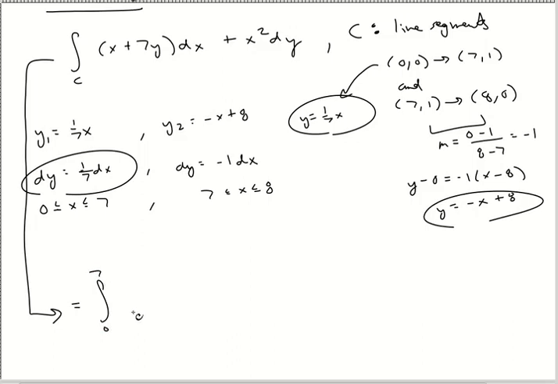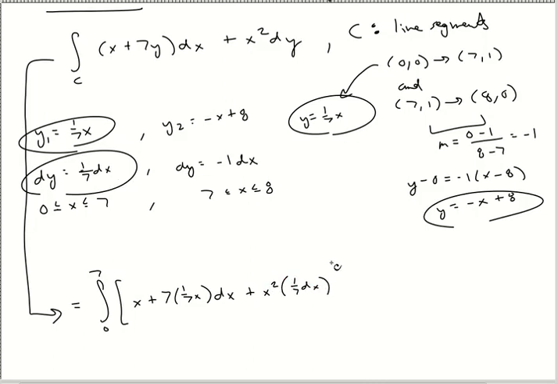0 to 7 is my first integral of x plus, and then notice 7 times y. So 7 times, what is y in this case? It's right there, 1/7 x dx, and then plus x squared, and then dy is right here, so times 1/7 dx. So that's my first integral here, I guess you can say.